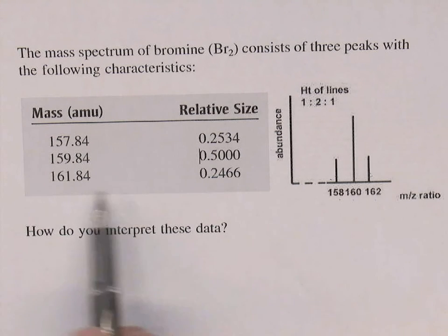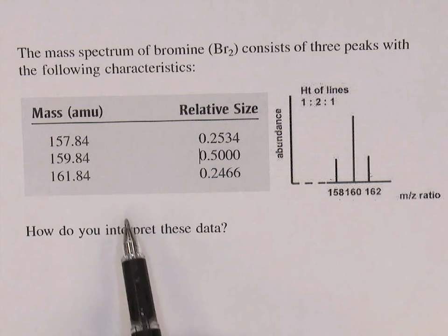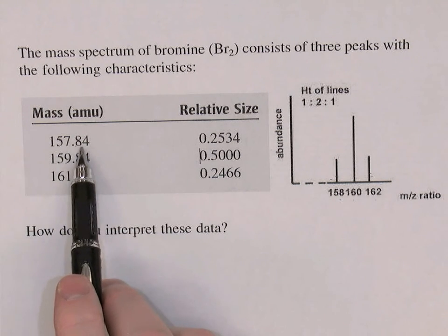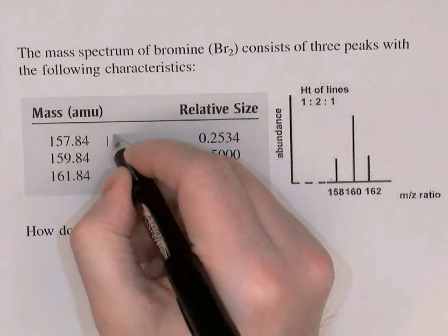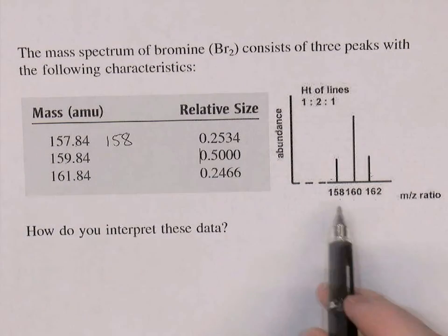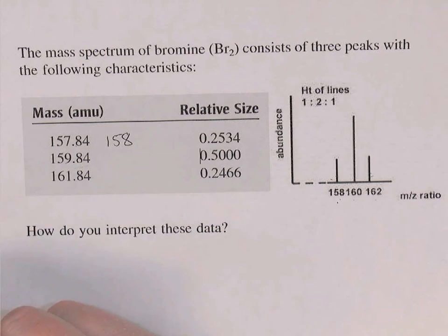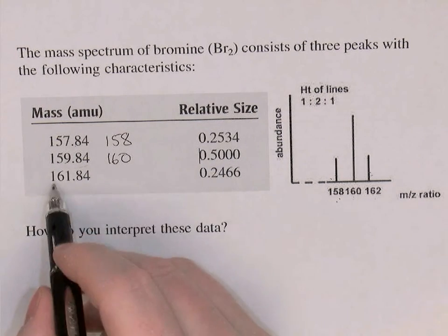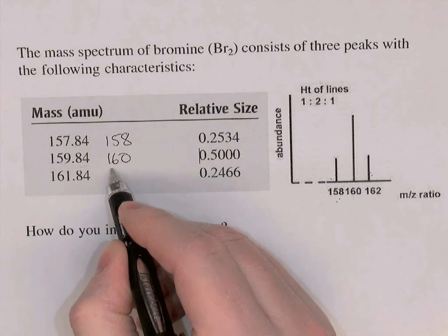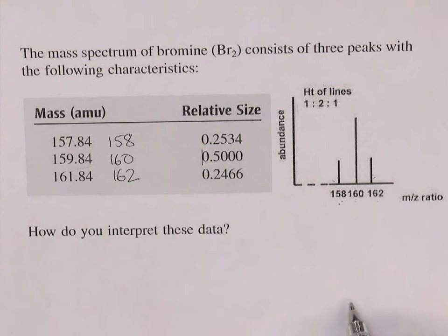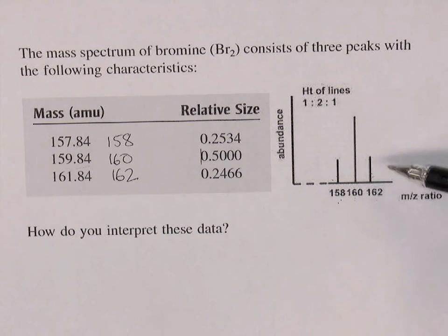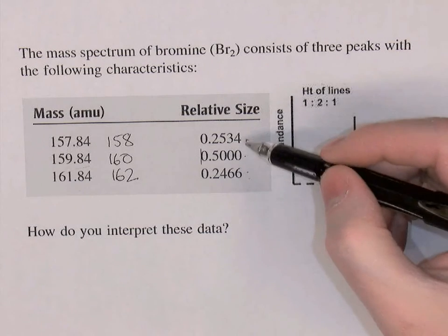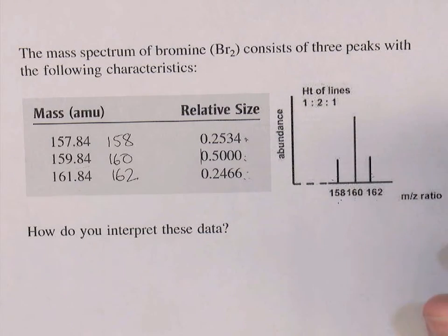For more precise numbers, we have this table. The AMU masses were 157.84, so that's the 158 peak, 159.84, that's our 160 peak, and 161.84, that's our 162 peak. And the relative sizes are not exactly 1 to 2 to 1, but they're pretty close.